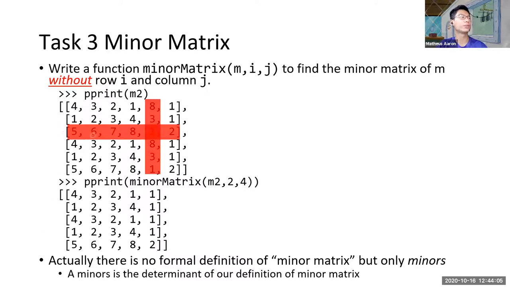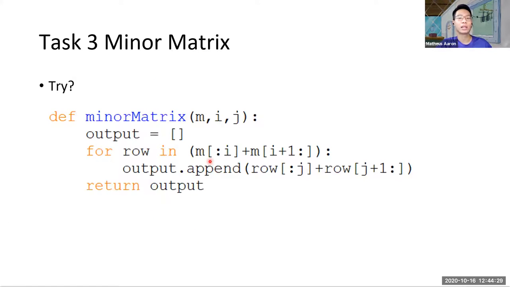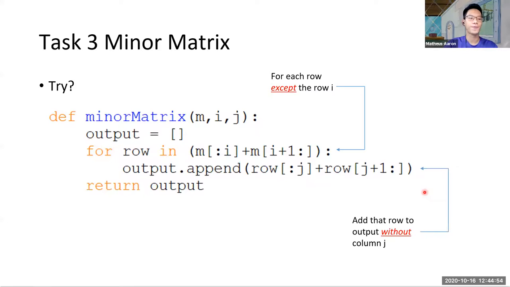The general algorithm is that you remove the row first, and then you iterate through the rows and remove the column that you want. I'm not going to go deep into details. There are many ways to do it, using pop or remove. The suggested answer key is using list slicing. Here, this is the first step of removing the undesired row, and the second part is where you remove the undesired column. I'm going to give you 30 seconds to try to understand the code, and after 30 seconds we're going to move forward.